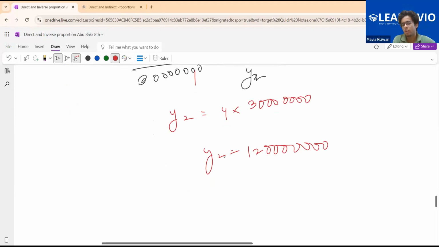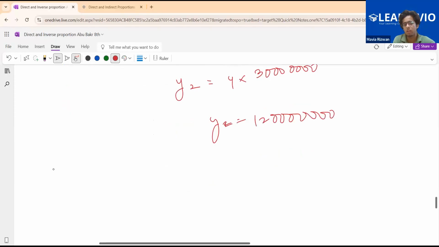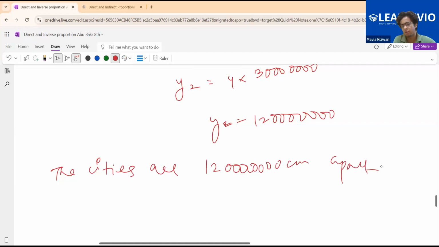So in real, the cities are this many centimeters apart. Is this clear, Abubakar? How did we do it? Yes, sir. Okay. Abubakar, note this down, please.